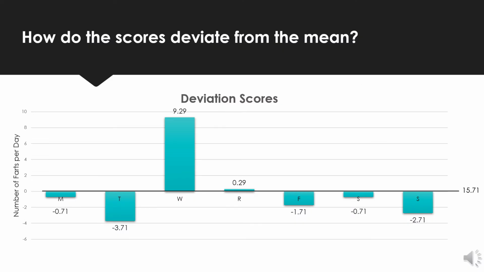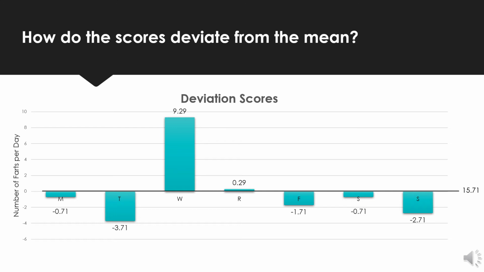This is a visual representation of how each of the scores deviate around the mean of 15.71. The black line going across the screen is the mean. Scores above the black line are scores that are higher than the mean, or in this case, days where Jimmy farted more than 15.71 times. Scores below the black line are scores that are lower than the mean, or days that Jimmy farted less than 15.71 times. Looking at this graph, you can see that Wednesday deviates the most from the mean.